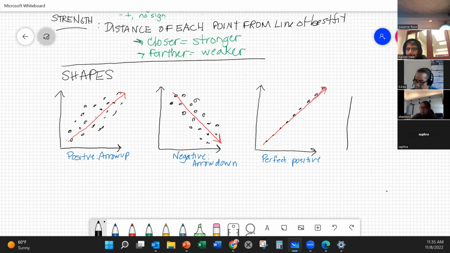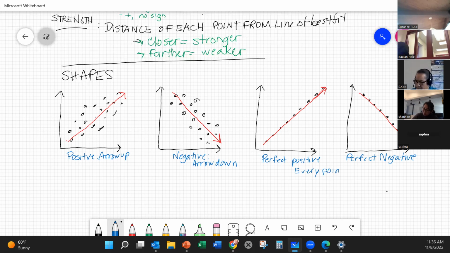Or we could have something like this. And if you can imagine that also being perfectly straight, we would call it a perfect negative. And both of these have in common that every point is on the line. And all of these would have the shape that's considered to be linear. Which just means that the line of best fit is straight.